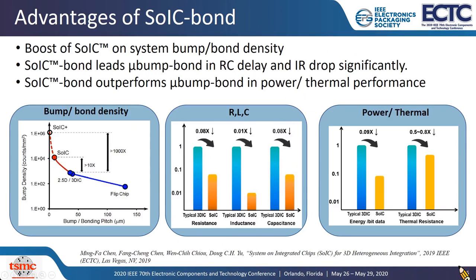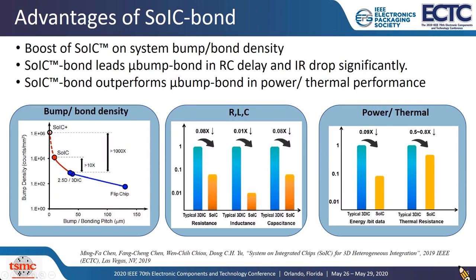Compared with conventional microbump-based 3D IC, there are several advantages of SOIC bond in terms of bonding density, electrical, power, and thermal performance. In the left figure, it shows by the application of SOIC bond, the bonding density can be boosted by 10 times or even more than 1,000 times compared to the typical 2.5D or 3D IC. The major reason is because of the significant shrinkage of bonding pitch by using the SOIC technology.